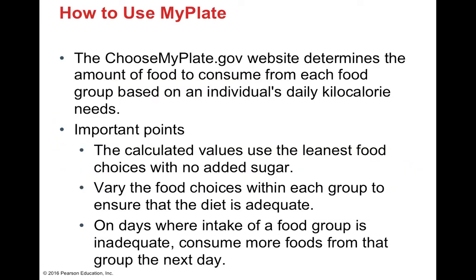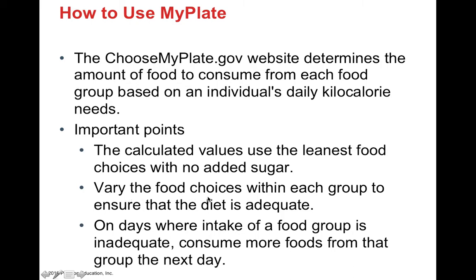So back to Choose MyPlate, right, at myplate.gov. You no longer have to put choose in there now. MyPlate.gov will just bring you there, and that'll help you determine the amount of food that you consume from each of the food groups based on an individual's daily kcal needs. Some important points. The calculated values are going to use the leanest food choices with no added sugars. So if you are actually consuming sugars, you're going to want to add some calories into those numbers.